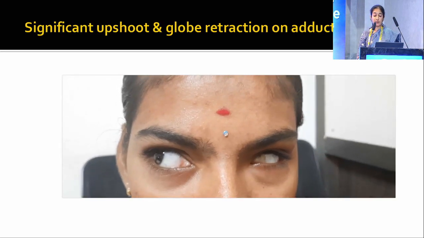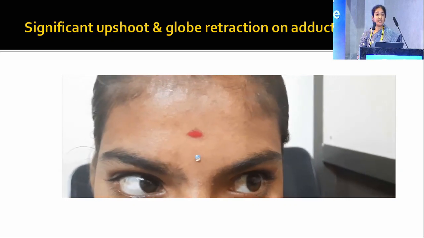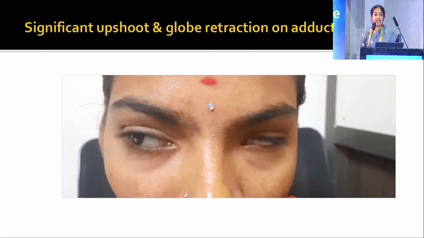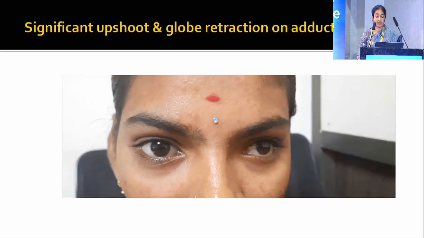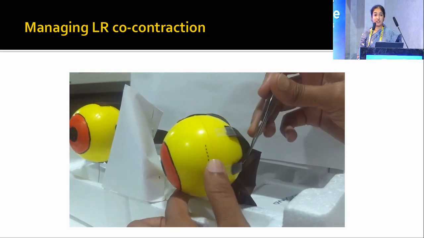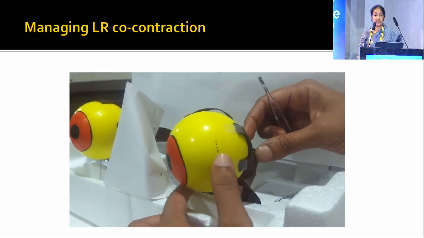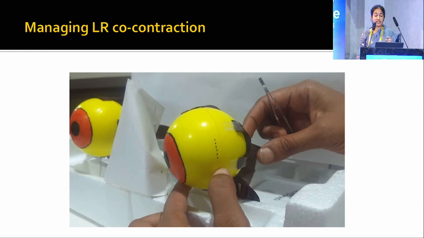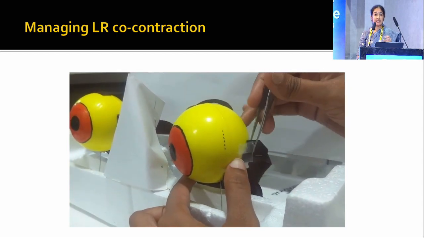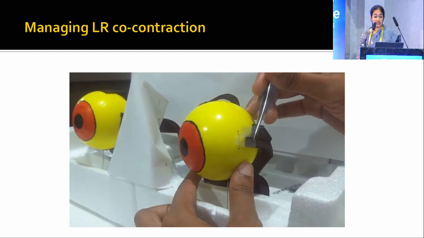So this is another patient on adduction. You can see she has a severe overshoot and a globe retraction. So here just weakening the LR will help for a certain amount, but not sufficiently. So in such cases, we go for what we call the Y-split. So the muscle is split, recessed at the desired amount and then placed about 21 millimeters apart. So this helps prevent the muscle slipping out, which is what happens when we have the overshoots.